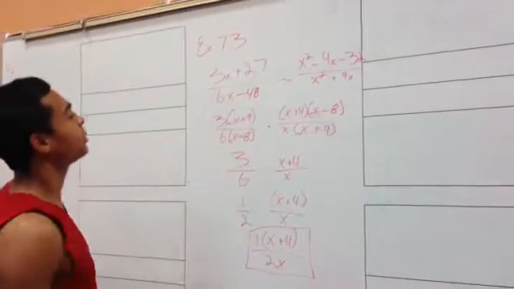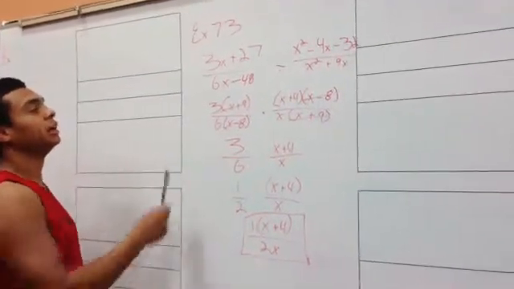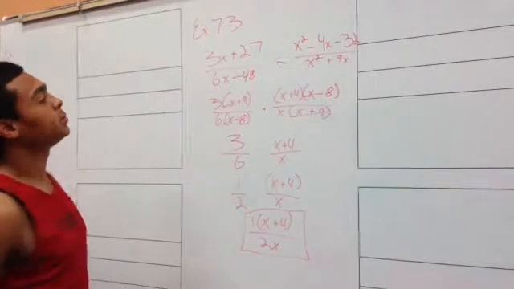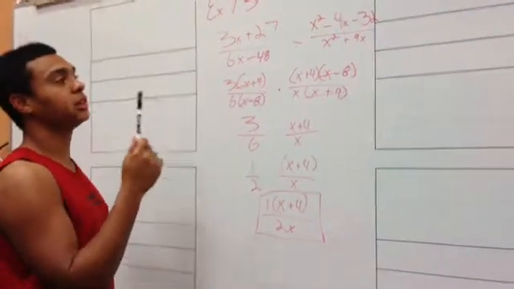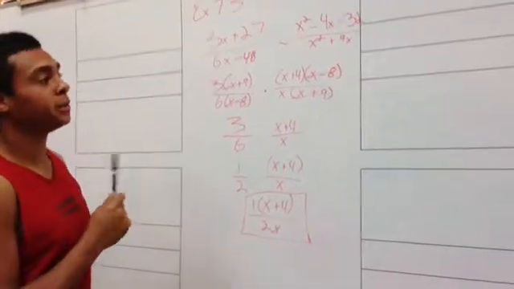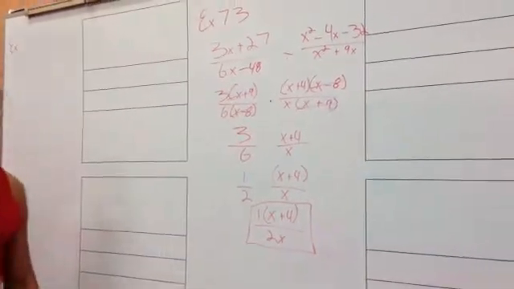So for the first equation, we're going to be doing example 7.3. The equation is (3x + 27) over (6x - 48) divided by (x squared - 4x - 32) over (x squared + 9x). Let's go down.